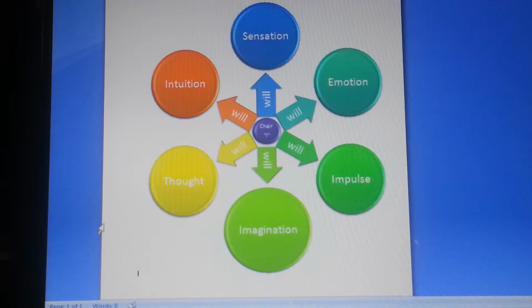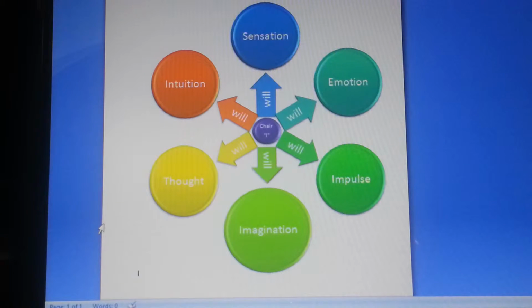So starting at the top circle, you see sensation, and then we're going to work around emotion, impulse, imagination, thought, and intuition. So there's 6 of the 8. In the very middle, you see a small one. I call it the chairperson of the committee in our head. And that's I, that's yourself, that's your core, that's your centered place, which if you can get to that place before you're making decisions, that's the goal of subpersonality work. And then all of those arrows say will.